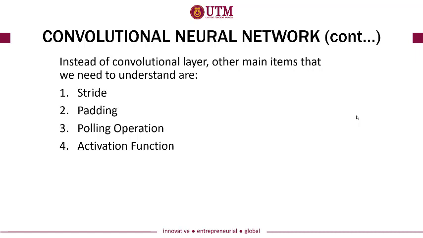Besides the convolutional layer in CNN, we also need to discuss the other main items involved in CNN. There are 4 components there. Actually, it's not 4 components, it should be 5. The last one is what we call batch normalization.